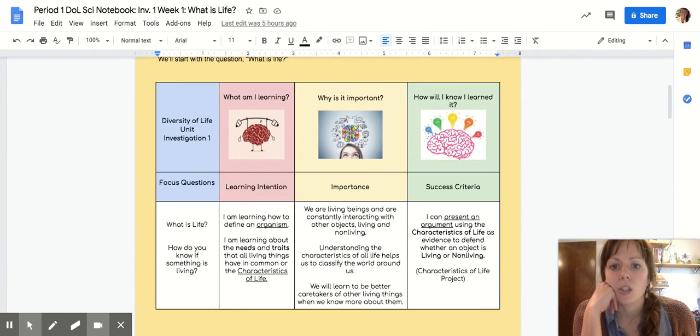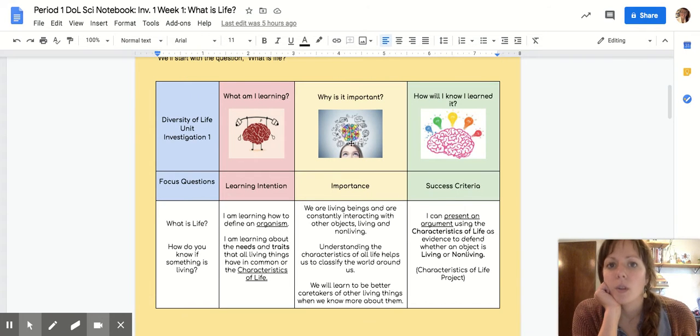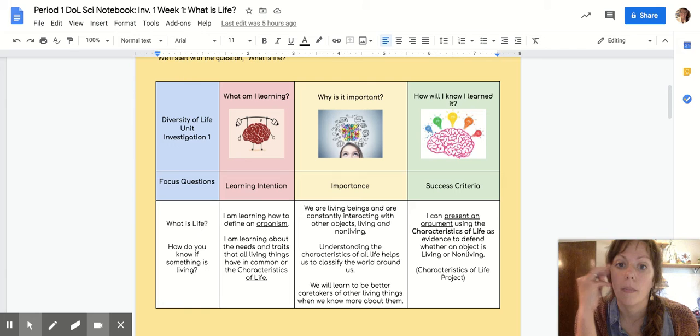This learning statement chart is just about what you are learning. You don't have to do anything with the chart. It's just for you to know what you are supposed to be learning about. Our focus question is, what is life? Our learning intentions are, and this is for the first 3 weeks of biology, it's not just this week: I'm learning how to define an organism. I'm learning about the needs and traits that all living things have in common, which is also called the characteristics of all life.